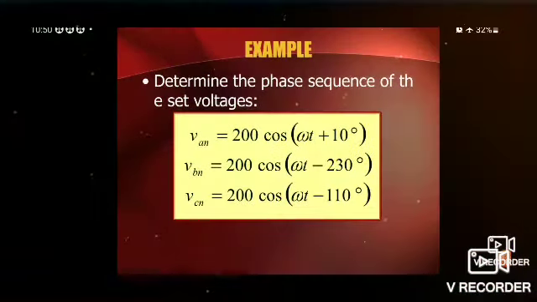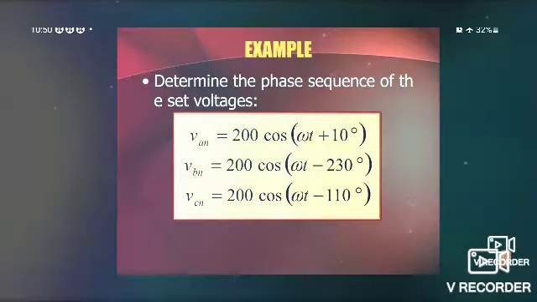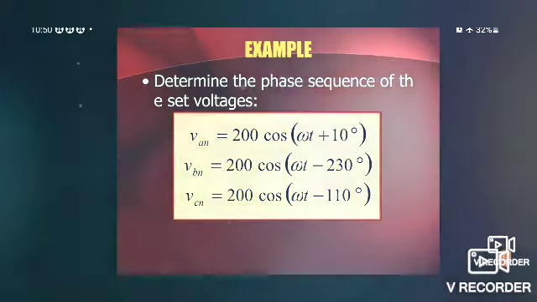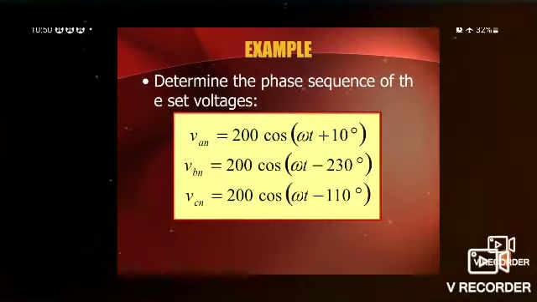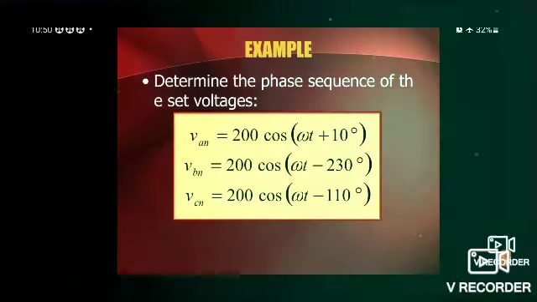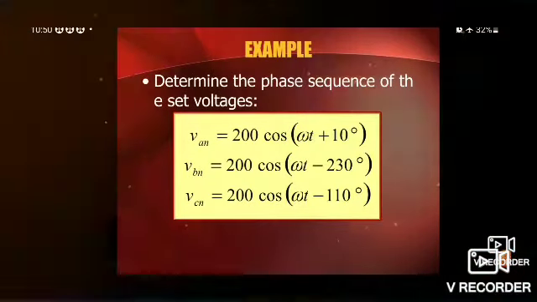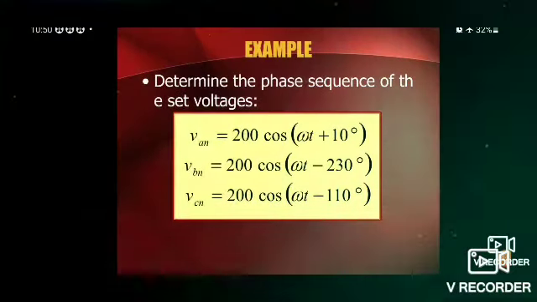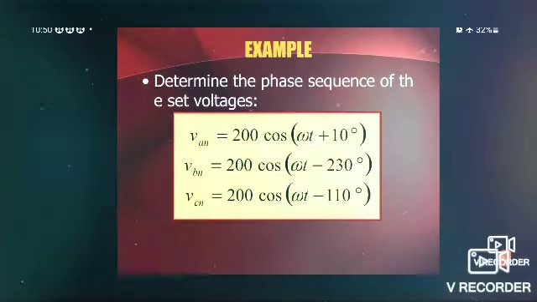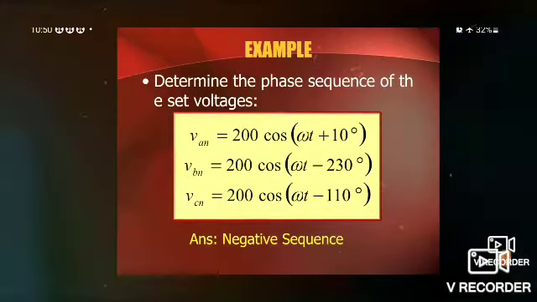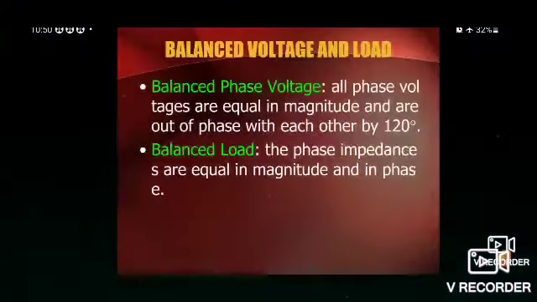The first angle is plus theta. Theta is 10 degree. So subtract 10 degree from all the equations. So first one is 200 cos of omega t. Second one is 200 cos of omega t minus 240. Third one is cos of omega t minus 120. So therefore it is a negative sequence. So the answer is negative sequence.